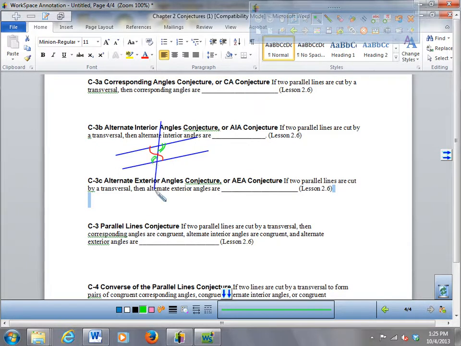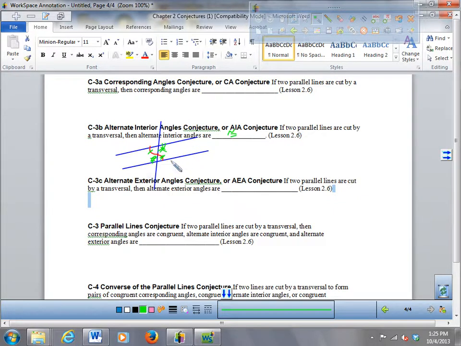Did anyone figure out something about the alternate interior angles? What do you figure out, John? Does it add up to 180? No, they don't add up to 180. They're congruent. You should have measured those in the computer lab. They are congruent.